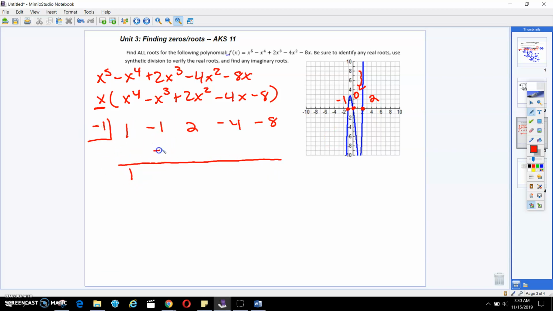All right, so we're going to bring down this first number. -1 times 1 is going to give me -1. -1 plus -1 is going to give me -2. -1 times -2 is going to give me +2. When I add those together, I get 4. -1 times 4 is going to give me -4. Add these together, I get -8. -1 times -8, +8. Look what happens. Okay, so remember, we're going to make this one less exponent. So this will be x to the 3rd. This will be x squared plus 4x minus 8 with no remainder, which is exactly what your 0 should be.